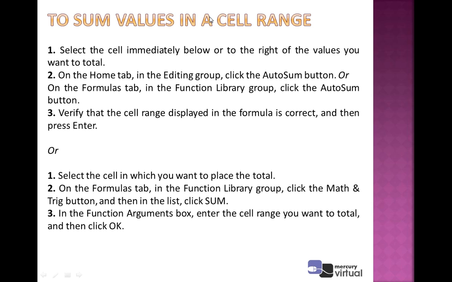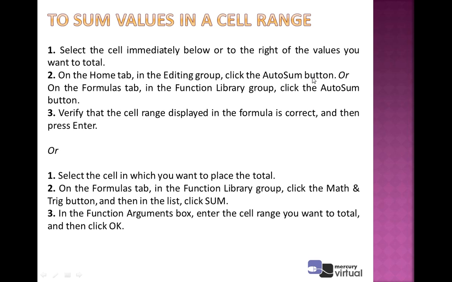Next, to sum values in a cell range, means how to sum the values in a cell range. First step says select the cell immediately below or to the right of the values you want to total. Means first of all select the cell for which you want to calculate the total of the values. Then go to the Home tab. In the editing group, click the AutoSum button, or on the Formulas tab in the function library group, click the AutoSum button.